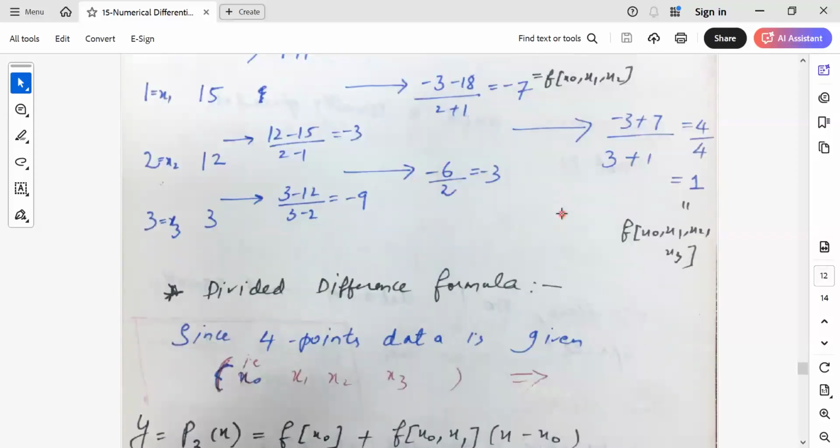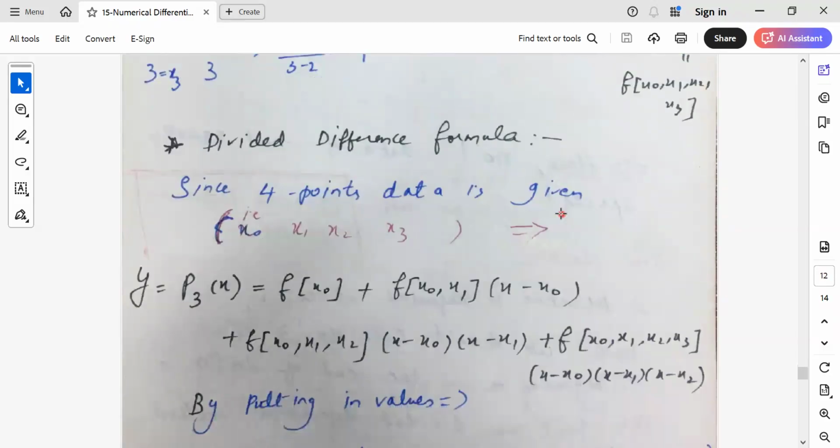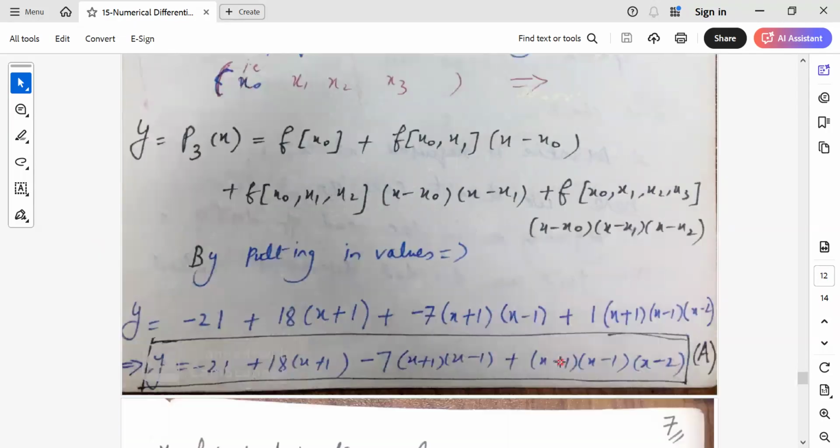Since 4-point data is given, the polynomial should be of degree 3. We know that if 4 points are given, the degree of the polynomial is 1 less. Again, using the same formula as we used in previous classes, it is a use of the product rule and the linear expressions. So differentiation should be easy here. The derivative of this is 1, 1, 1. Here we are going to use the product rule again. Product rule is going to be used twice.